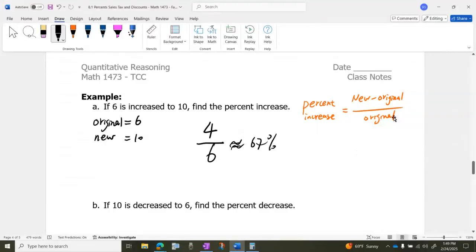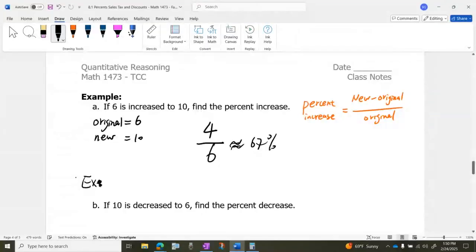I recommend that you try to memorize the formula, even though I know it's difficult. You use the new value minus the original value, because that gives you how much the number has increased, and use that change to divide by the original. Very, very important. Always divide by the original. Always divide by the original, okay? All right, now let me give you a problem.